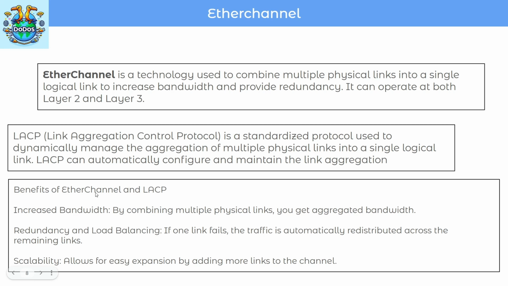The benefits of EtherChannel and LACP are increased bandwidth. By combining multiple physical links, you get aggregated bandwidth. Redundancy and load balancing: if one link fails, the traffic is automatically redistributed among the remaining links. And scalability, which allows for easy expansion by adding more links to the channel.